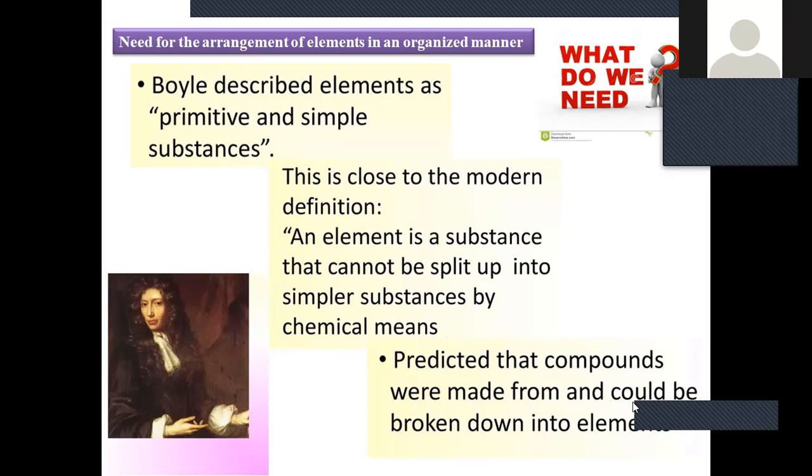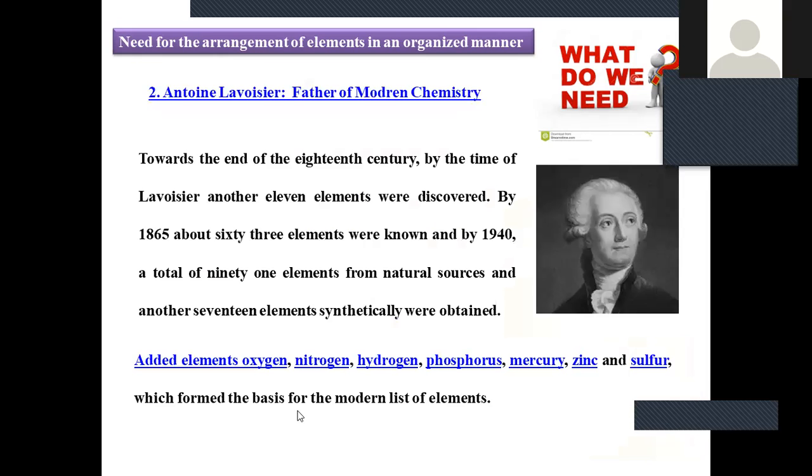He predicted that compounds were made from, and could be broken down into, the elements. Okay, so here a substance is a system where only one kind of element is present, and a compound is a system where more than one kind of element is incorporated. These are the kind of blending of elements, and then compounds are generated. That is the assumption provided by Robert Boyle. So this will be the ancient one.